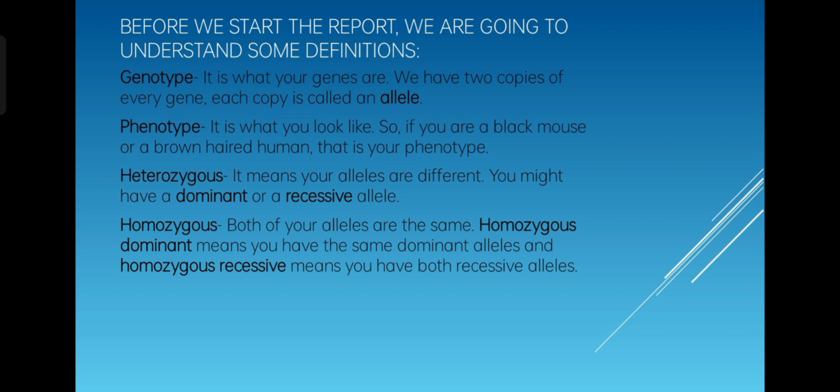Heterozygous. It means your alleles are different. You might have a dominant or a recessive allele. Homozygous. Both your alleles are the same. Homozygous dominant means you have both dominant alleles. Homozygous recessive means you have both recessive alleles.